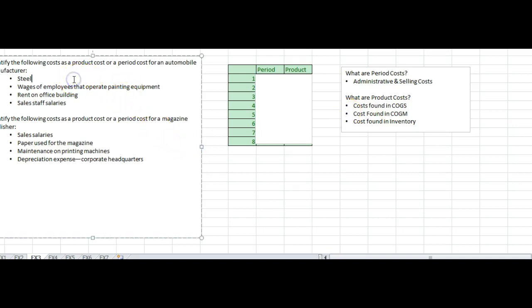So what do you think steel might be? Well, it's probably going to be a product cost, right? Because that's what you use to manufacture. Then you go right down and be able to figure out what's a period cost and what's a product cost.